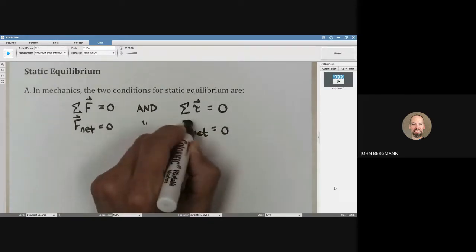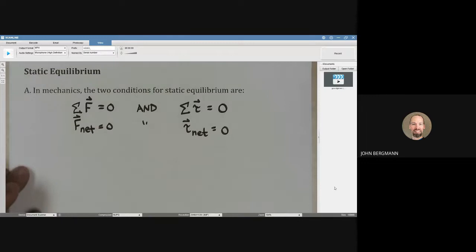Up until right about now, we've used this term equilibrium when we did Newton's laws problems, and it's meant that the sum of the forces had to be zero. Well, static equilibrium, when we're dealing with systems, means two things. The forces have to all cancel, and the torques have to all cancel.